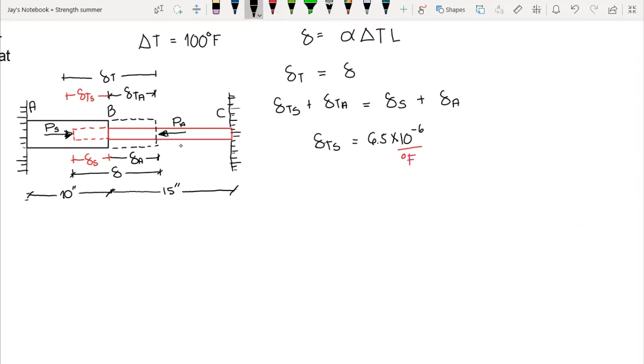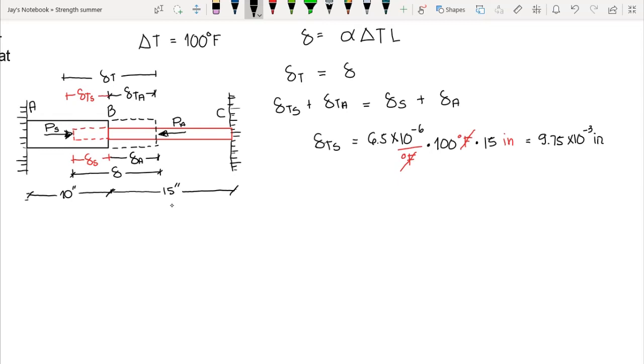Okay. Times the change in temperature, we have 100 degree Fahrenheit, times the length of our bar, that is 15 inches. So we can cancel out degree Fahrenheit, the remaining would be in inches. Correct? So the answer is equal to 9.75 times 10 raised to negative 3 inch.